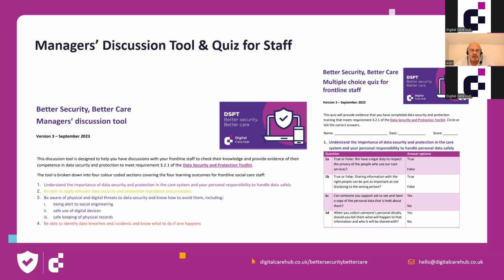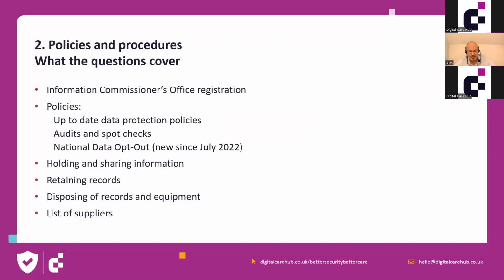So if we then move on to look at the second section within the toolkit, policies, procedures, what do those questions cover? Well, it covers the Information Commissioner's Office registration. So you do need to check that your organization is registered with the ICO. In terms of policies, you need to have up-to-date data protection policies.